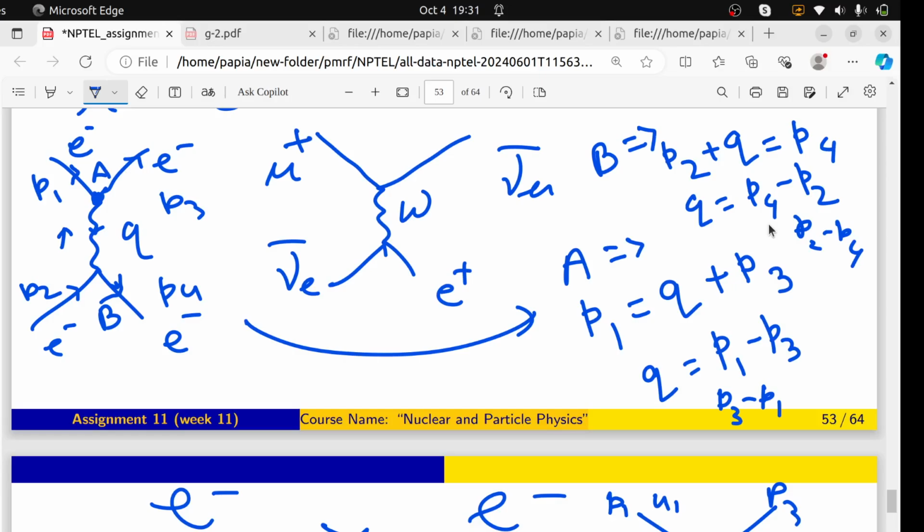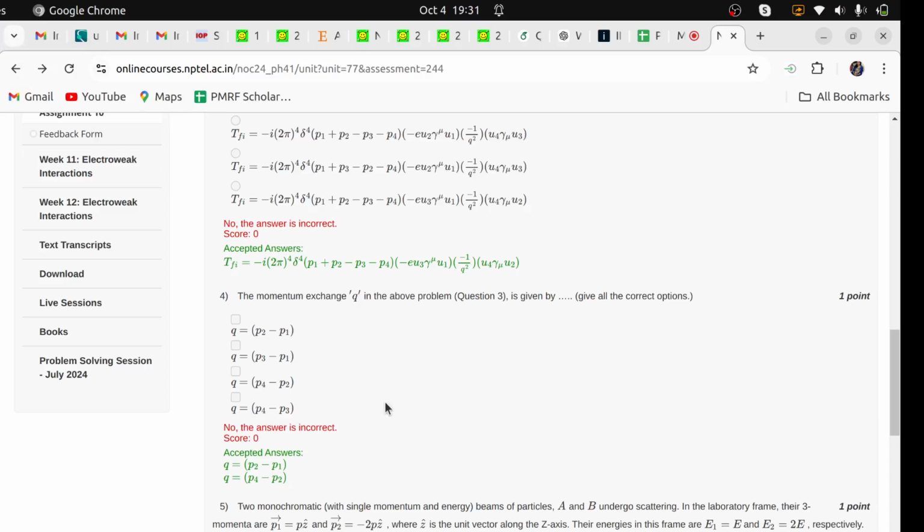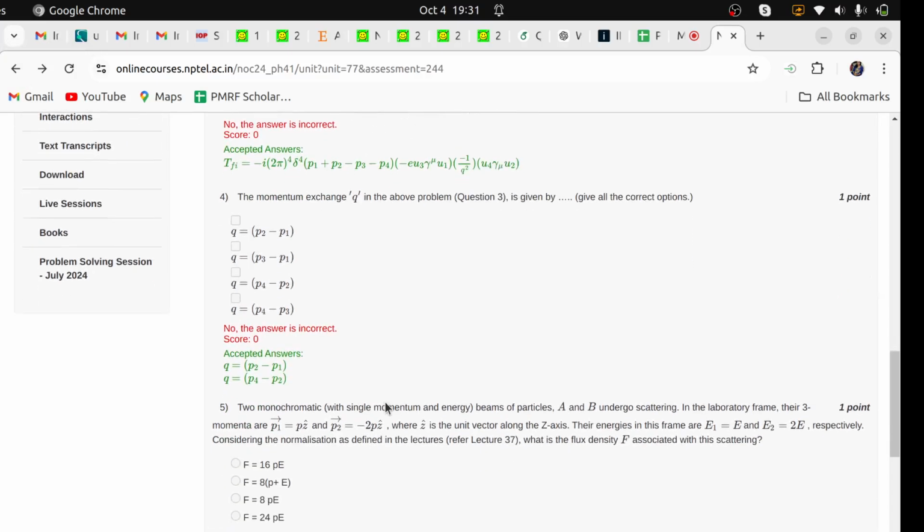Okay. Maybe I can inform sir about this again, to give all the correct options. P3 minus P1 is correct, and P4 minus P2 is correct. B and C will be the correct options. A and D are not the correct ones.